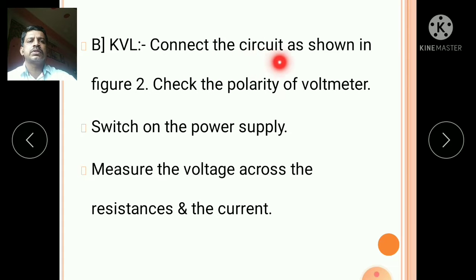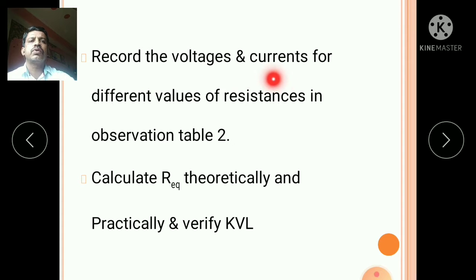KVL: connect the circuit as shown in the figure. Check the polarity of the voltmeter, switch on the power supply, and measure the voltage across the resistances and the current. Record the voltage and current for different values of resistances in the observation table. Calculate Req theoretically and practically and verify KVL.